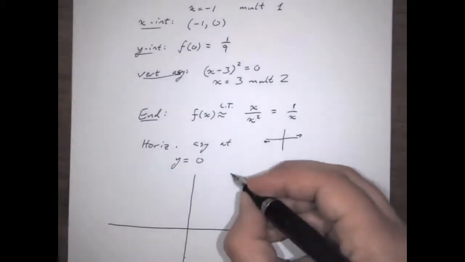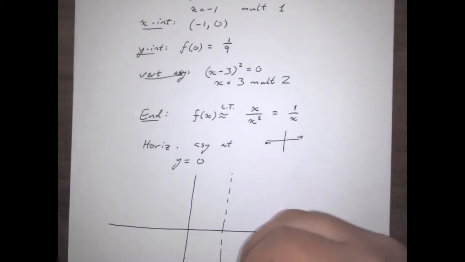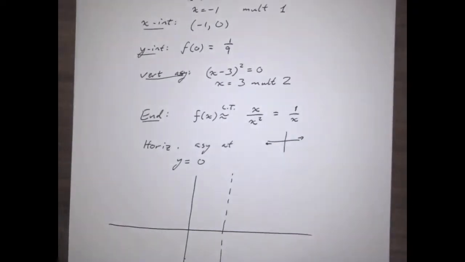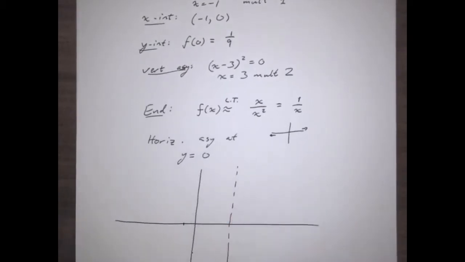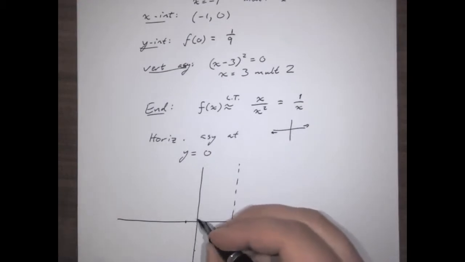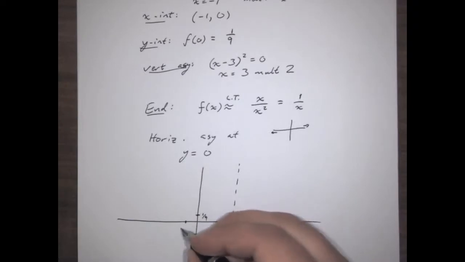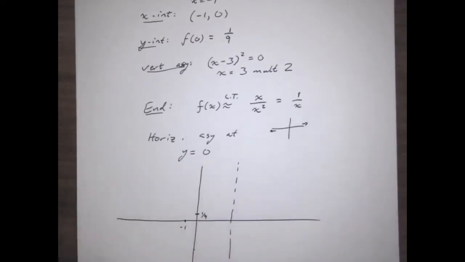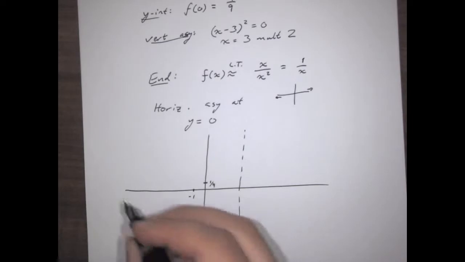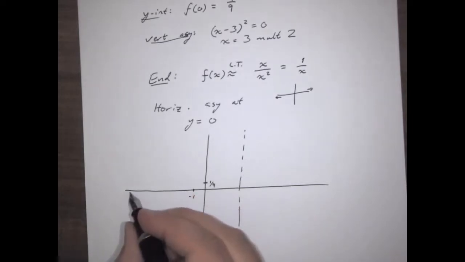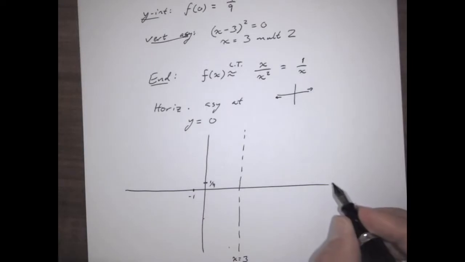So what do we have? We have a vertical asymptote at x equals 3. We have an x-intercept at negative 1. We have a y-intercept that is small, 1/9. So this will be my scale. Now, other stuff that we know: there is a horizontal asymptote at y equals 0, and we know the function is just below that horizontal asymptote on the left and just above it on the right.